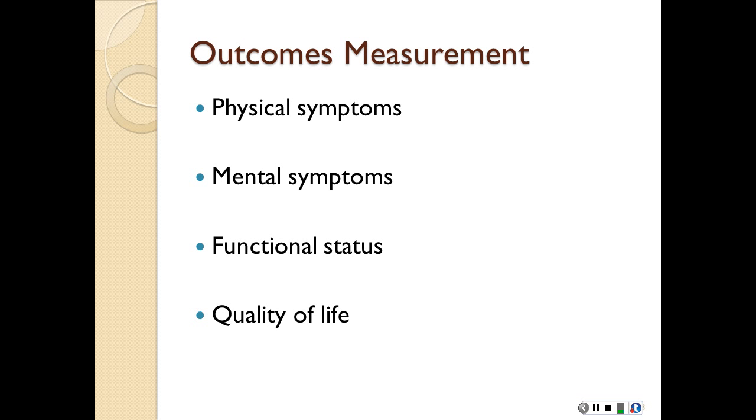So when we talk about measuring outcomes, there's lots of different things that we can measure. So we can measure physical symptoms. So you go to your doctor and you say, hey, my back hurts. And you can give some type of rating as to how bad your back hurts. You can measure mental symptoms. So there's all kinds of measurement tools that are designed to assess whether or not you have depression, whether or not you have anxiety, obsessive compulsive disorder, various other mental conditions.